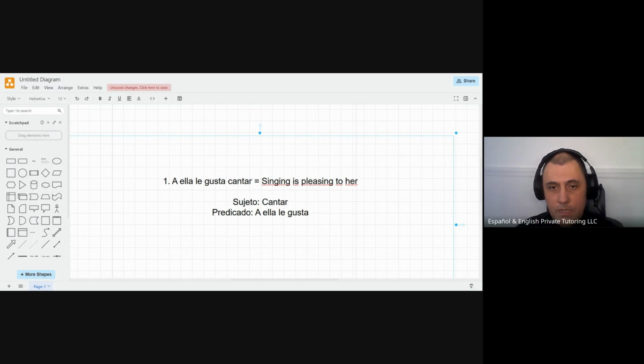So pay attention here. Cantar is third person singular, as I explained before. Nominal verbs are always considered third person singular. So we have to conjugate the verb to start in third person singular.